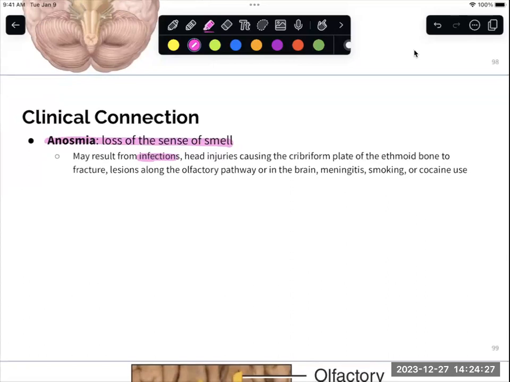So the way to test this is to expose people to different smells. You usually have them close their eyes and ask them what they can smell. It's usually something people are familiar with. Coffee, peppermint is usually another one people are pretty familiar with. Cinnamon is another one. Those are types of things you can ask people to smell.